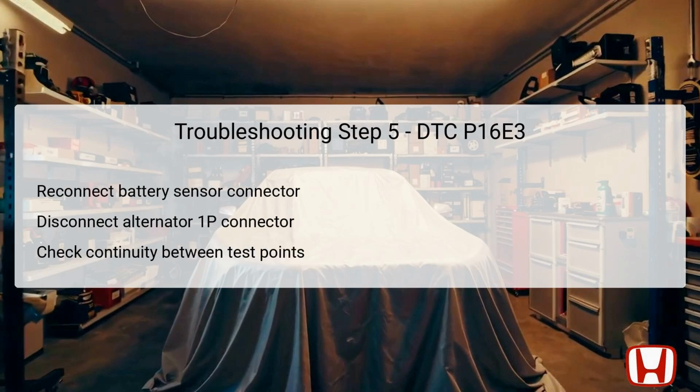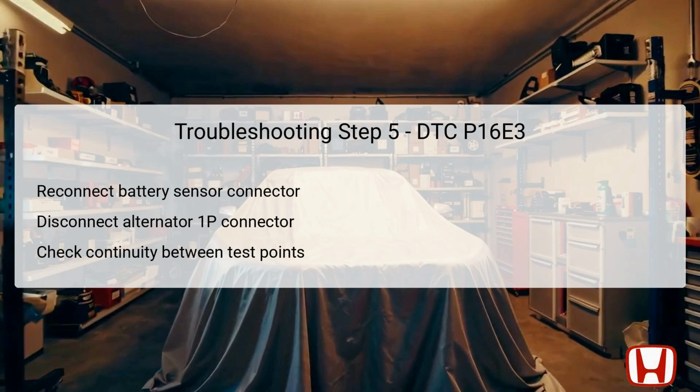Step 5 begins with turning the ignition switch to lock and reconnecting the battery sensor 2P connector, which helps re-establish communication. The next step requires disconnecting the alternator 1P connector to isolate the circuit for further inspection. Check for continuity between test points 1 and 2 at this stage.